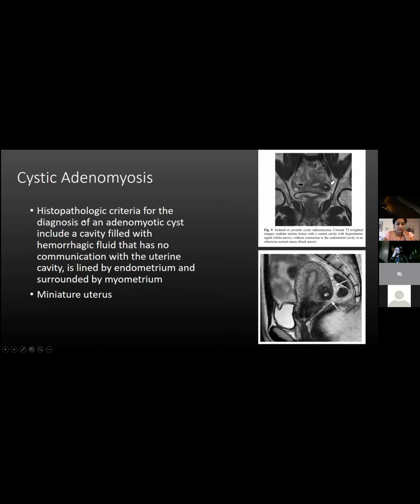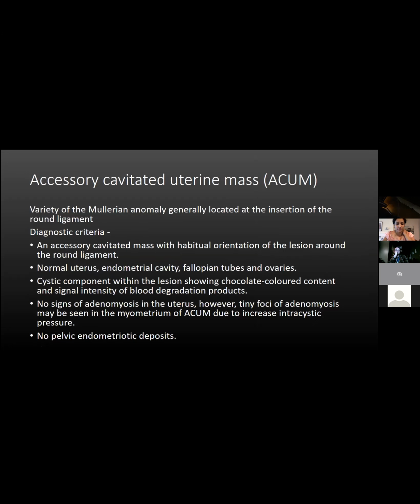The histopath criterion is when you have a cyst that is filled with hemorrhagic fluid, lined by endometrium and surrounded by myometrium. So it's actually a miniature uterus within a uterus. And if you see the histopath of those Mullerian duct abnormalities, same thing. These are also cavities which have an endometrial lining surrounded by myometrium. So both on imaging and histopath, there is no real difference between all the conditions that we listed in the differential diagnosis. The important thing is, if there is evidence of endometriosis and background adenomyosis, we should favor more of cystic adenomyosis.